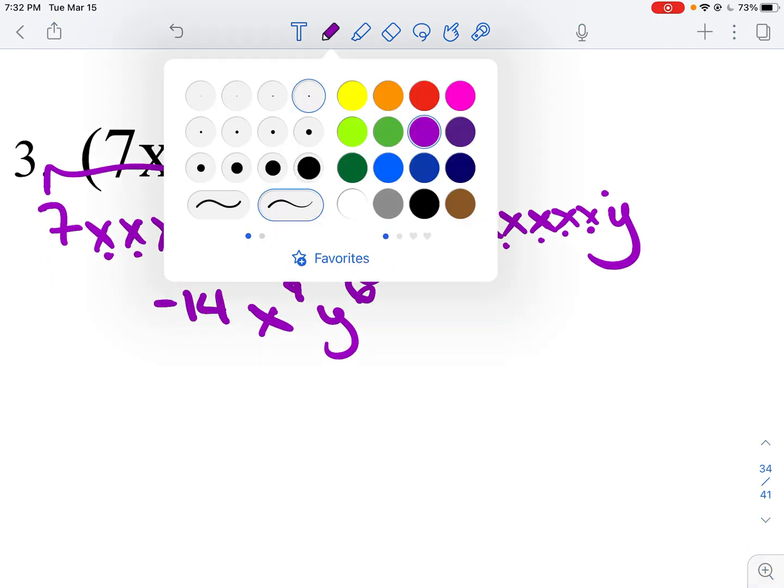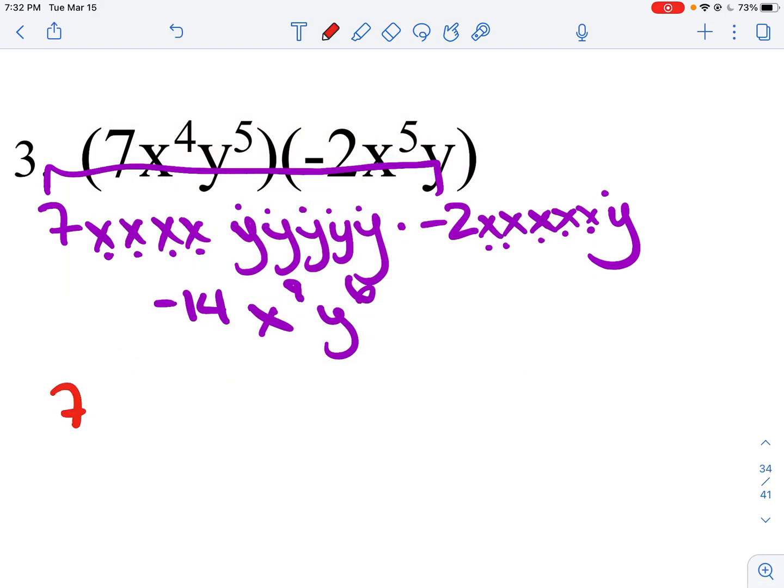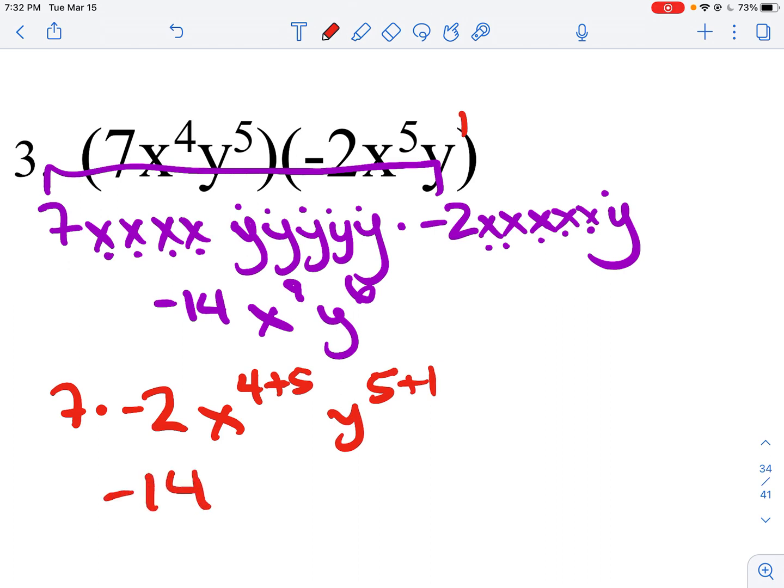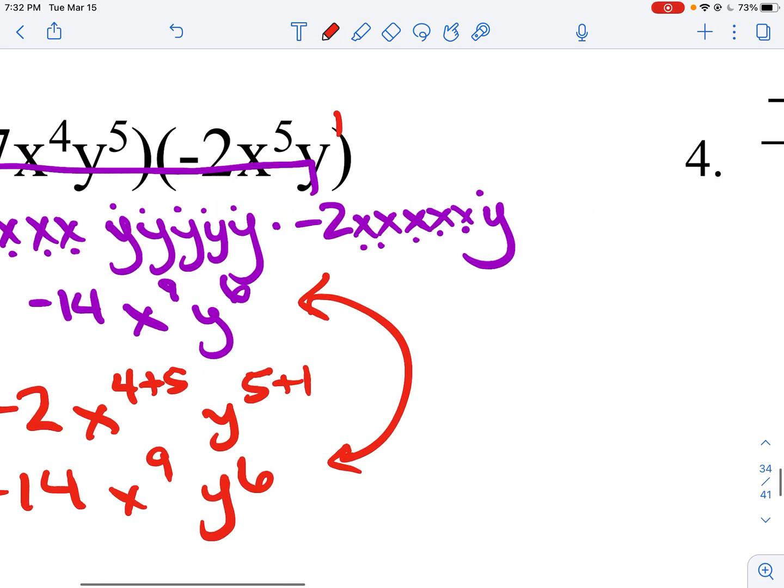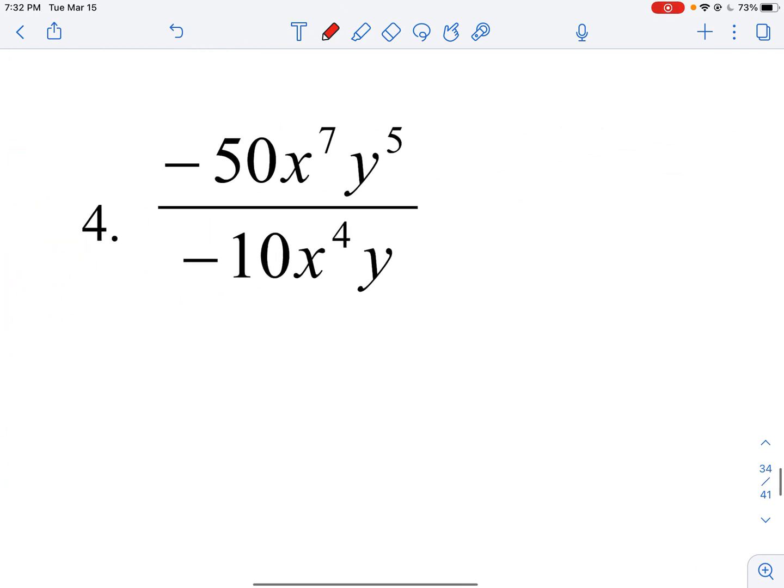Now if I was to use my property for this, I would take 7 times negative 2. I would have x to the 4 plus 5, y to the 5 plus 1, because there's an invisible 1 there. So negative 14, x to the 9th, y to the 6th. Same answer. They're both exactly the same. Okay, let's come over here.